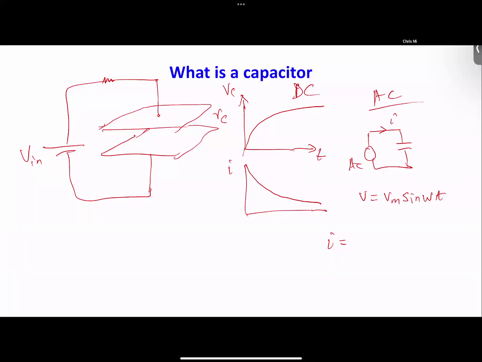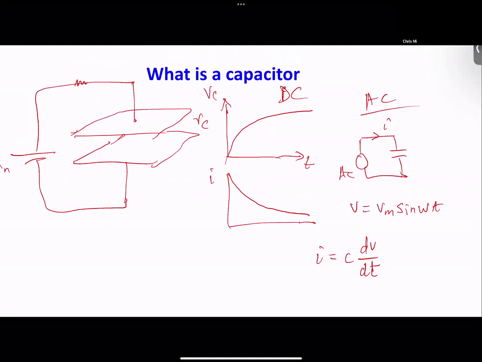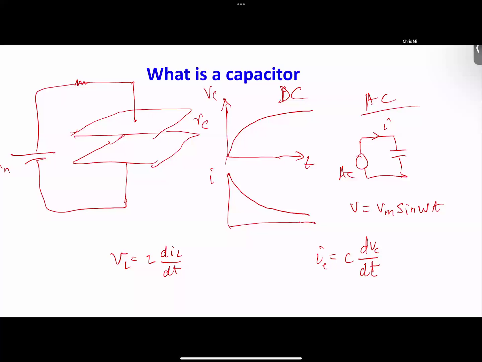Well, this goes back to the basic relation of inductors and capacitors. For capacitors, it's equal to C dV over dt. And for inductors, the inductor voltage is equal to L dIL over dt. But for capacitors, it's the derivative of the capacitor voltage times C. And this is in the time domain.